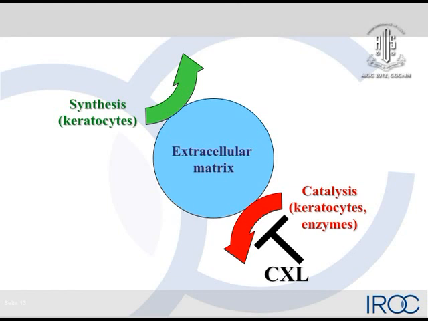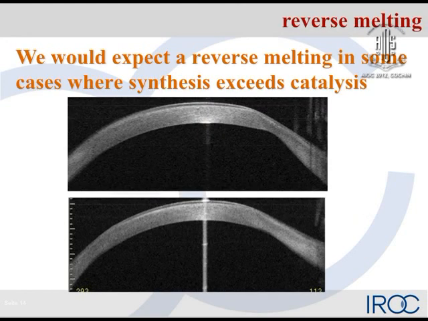Here comes cross-linking into place. All of a sudden, you can reduce the activity of the enzymes, and therefore you can shift that equilibrium from the catabolism side back to the synthesis side. And that's exactly what we saw in this case of morbus Terrien. Those images are 1 year apart, and indeed we could reverse morbus Terrien. We could accomplish an augmentation of the thinning of the superior cornea. And this is, to my best knowledge, the first therapy that makes sense in morbus Terrien.